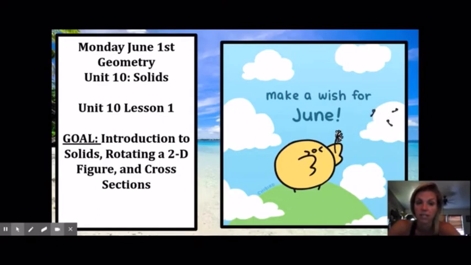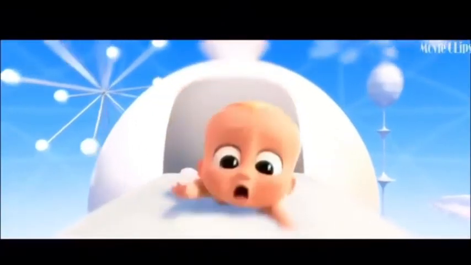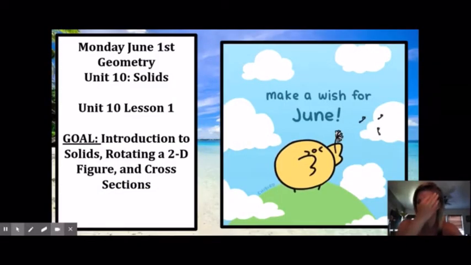I'm going to pre-apologize. This is a long lesson. I'm going to talk fast, and it's long because there's a lot of slides, but the slides don't require a lot of work. So Unit 10 is all on solids, 3-dimensional figures, cylinders, cones, pyramids. You guys should have done this earlier in life, but this is a good review, okay?